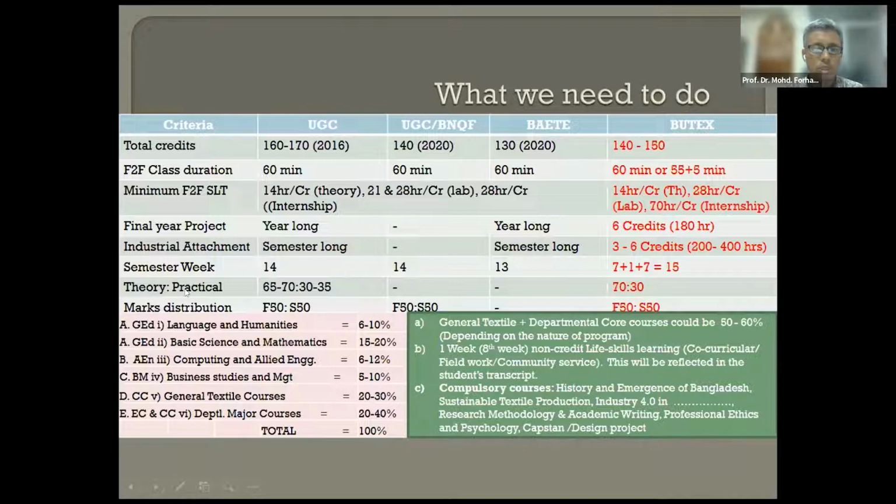And since this is an engineering program, we also proposed that at least 30% should be laboratory or practical courses, and 70% theoretical courses. And marks distribution, we also proposed that in-course assessment should be 50% and final assessment should be 50%. Currently, this is just 28% for in-course and 72% for final. So we have made a big change. And another thing in designing the OBE curriculum.